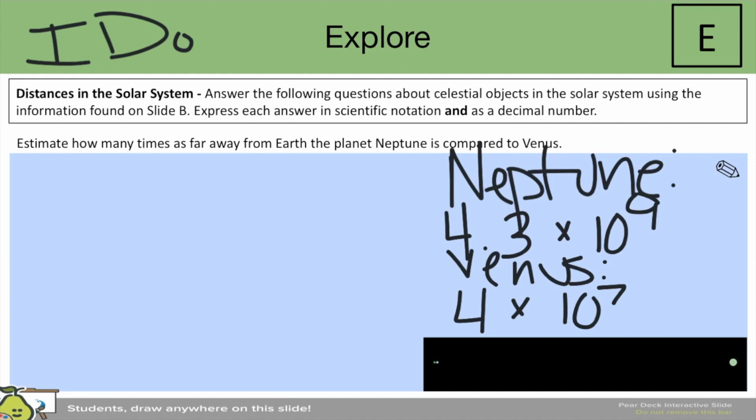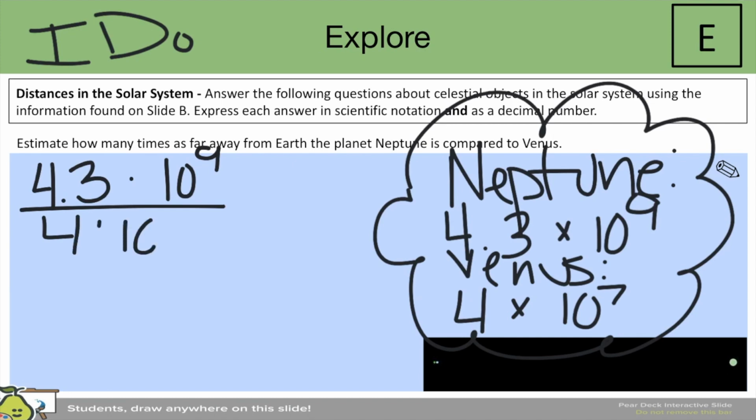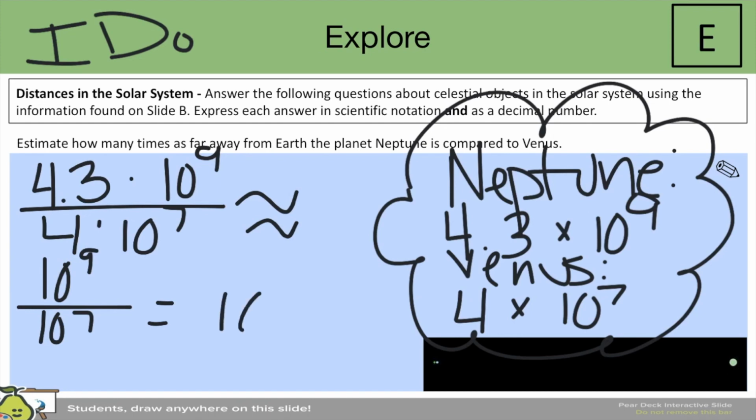Now that students have this information available, they can do the work, and so they should say 4.3 times 10 to the 9th power divided by 4 times 10 to the 7th power. If we reduce it to just the powers of 10, that gets us 10 to the 2nd power. So Neptune is 100 times farther from Earth than Venus.